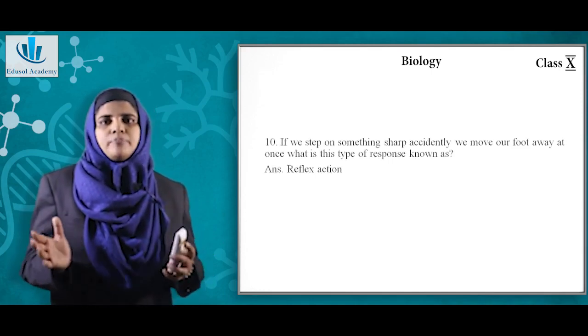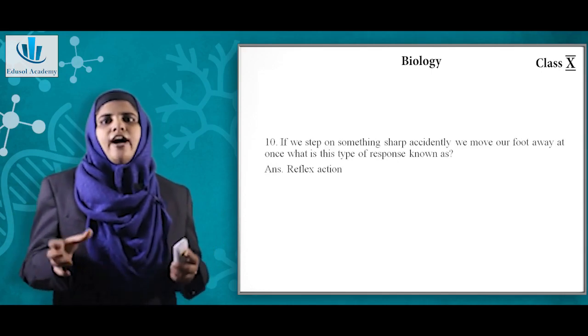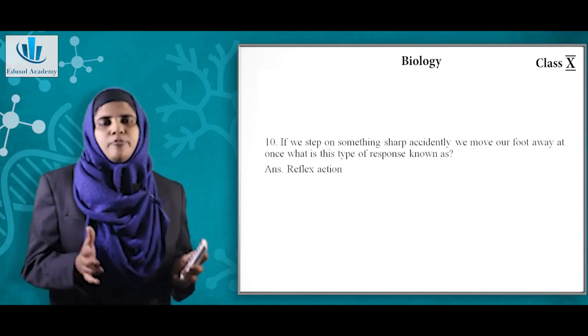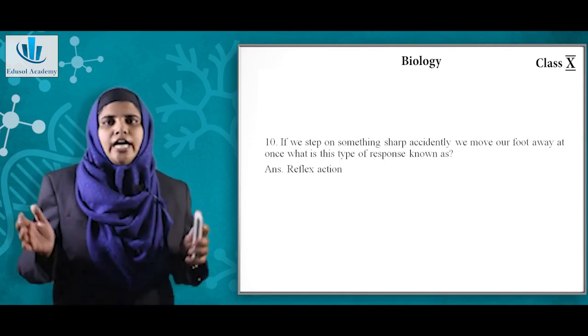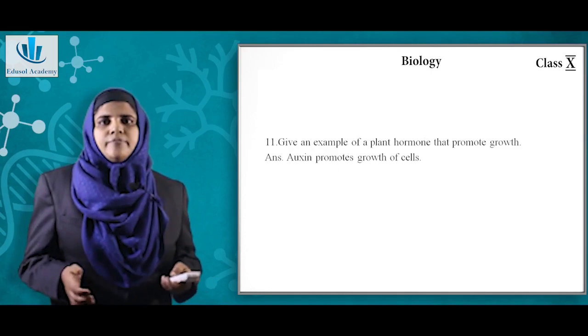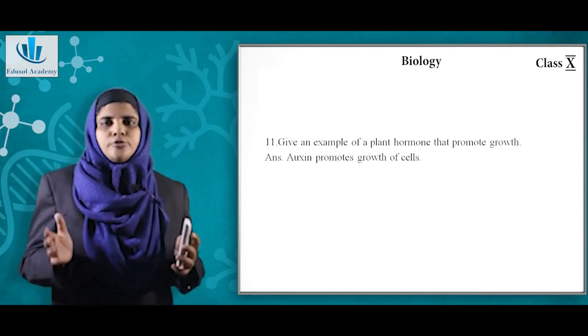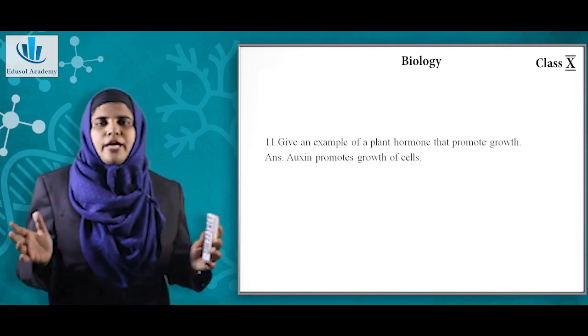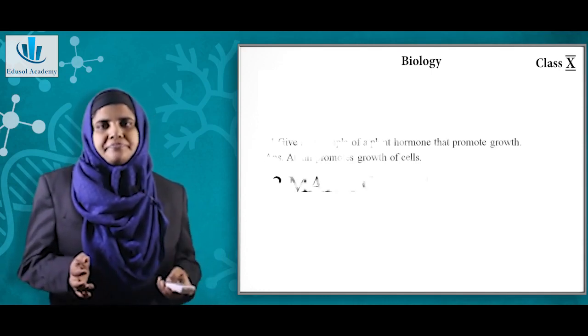Now, if we step on something sharp accidentally, we remove our foot away at once. What is this type of response known as? So, we have discussed in detail. So, the answer is reflex action. Now, give an example of plant hormone that promote growth. So, you can write that auxin is a plant hormone that promote growth of the cells.